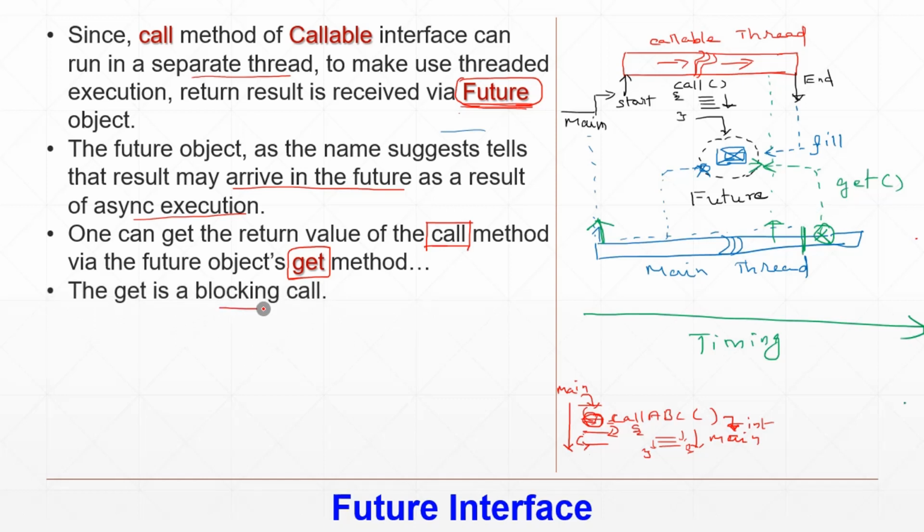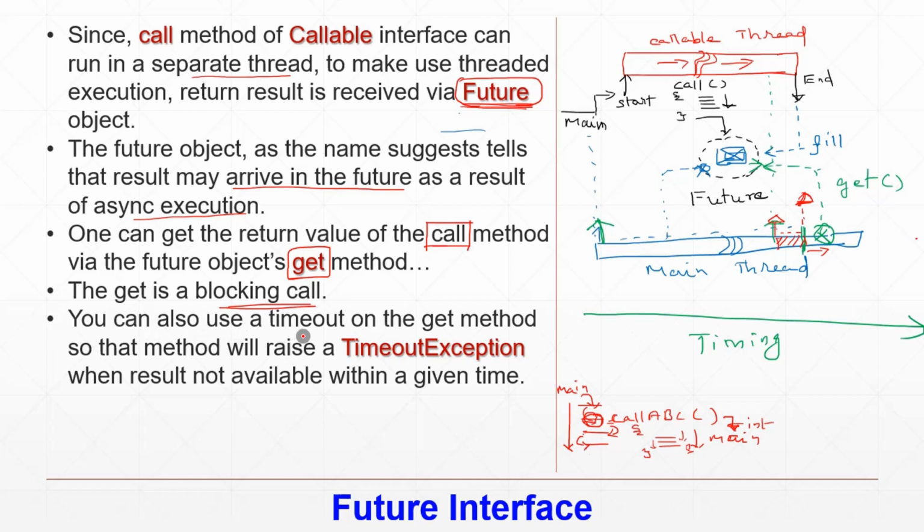The get is a blocking call, however. Suppose, as we stated here, the main thread is making a call to get at this stage, it will wait till the future object is available. Once it is available, the main thread will collect the object and continue from here. So this is the blocking period in the main thread's lifetime, if get is called before the future object is ready. So get is a blocking call, and when it is ready, the call will return.